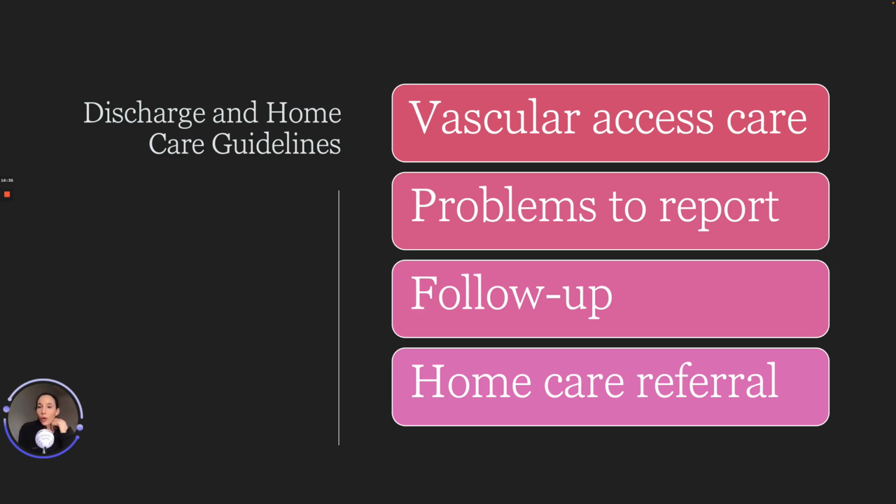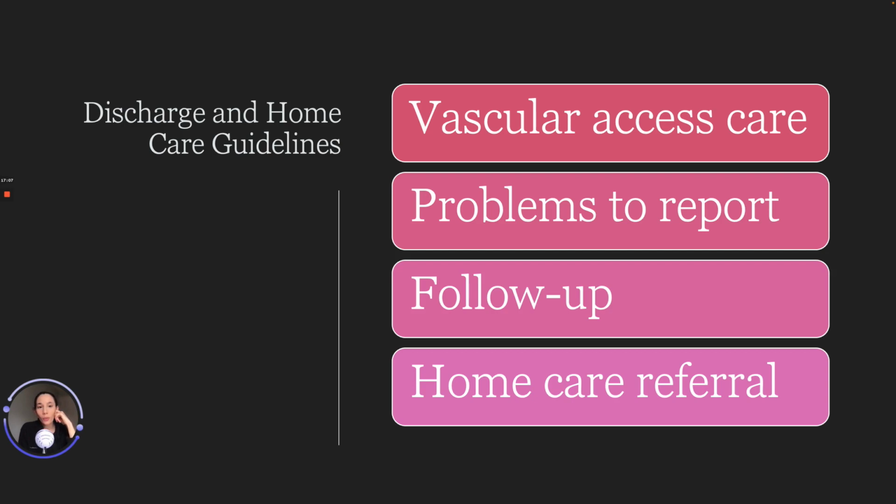And discharge and home care guidelines. So the patient should be taught how to check the vascular access device for patency and provide appropriate precautions such as avoiding venipuncture and blood pressure measurements on the arm with the access device. So this is for a patient who has dialysis. If they have a vascular access device, this is usually in their arm, and we want to teach them how to care for it.